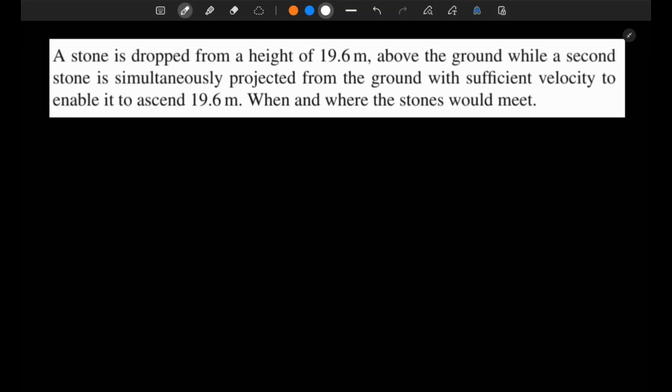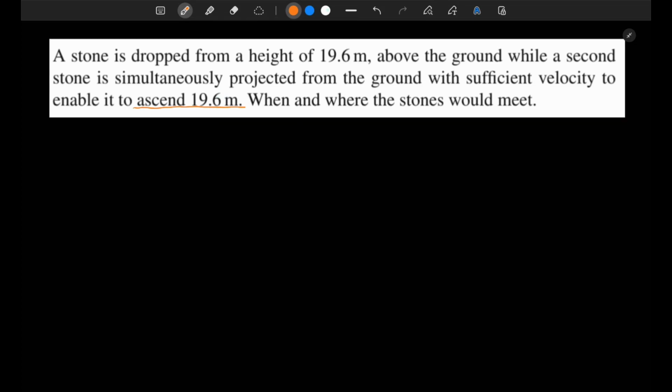Suppose we wish to answer the following question. A stone is dropped from a height of 19.6 meters above the ground, while a second stone is simultaneously projected upwards from the ground with a velocity that allows it to go up to exactly 19.6 meters. So the second stone is thrown upwards so that its peak height is 19.6 meters. It cannot go any higher. When and where do the stones meet? This is the question we want to answer.